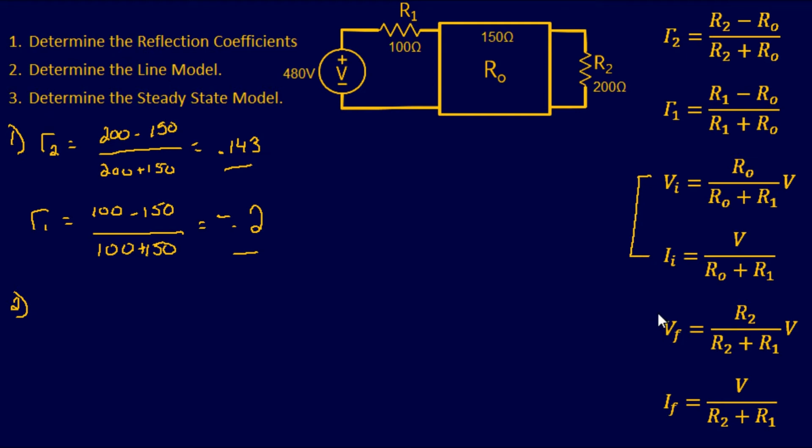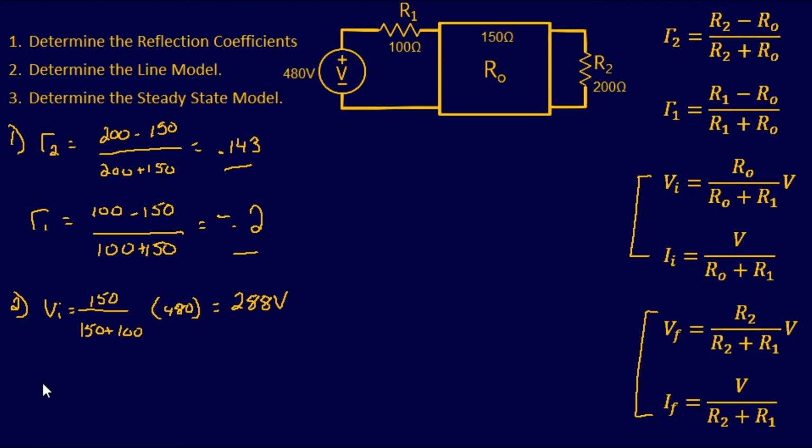This right here is our line model. This one's going to be our steady state model. Okay? So V sub I equals R0 over characteristic impedance plus R1, which is 100, times voltage, which is 480 volts. This is going to equal, plug and chug in our calculator as usual, 288 volts. So initially, it's going to be 288 volts.